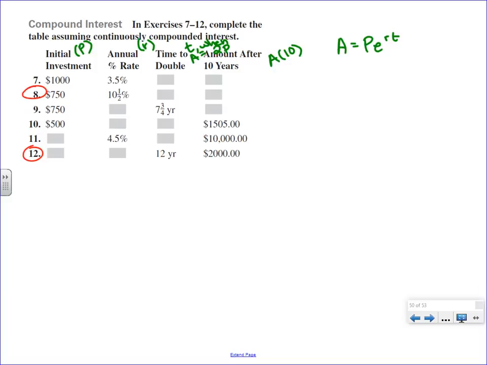The first one is just the principal. The second one is just the rate. The third one is the T it takes for A to become 2P, 2 times the original. And then the amount after 10 years is, when T is 10, here's how much you have. So for number 8, we have this formula to start with.